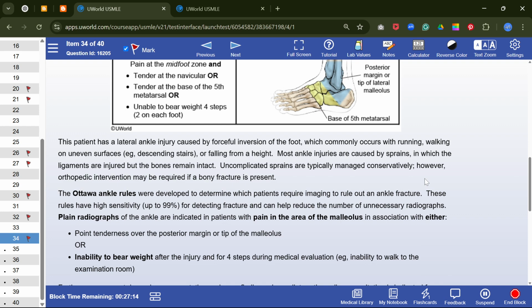This patient has a lateral ankle injury caused by forceful inversion of the foot, which commonly occurs with running, walking on an uneven surface, descending stairs, or falling from height. Most ankle injuries are sprains in which the ligaments are injured but the bones remain intact. Uncomplicated sprains are typically managed conservatively. However, orthopedic intervention may be required if a bony fracture is present. The Ottawa ankle rules were developed to determine which patients require imaging to rule out an ankle fracture.